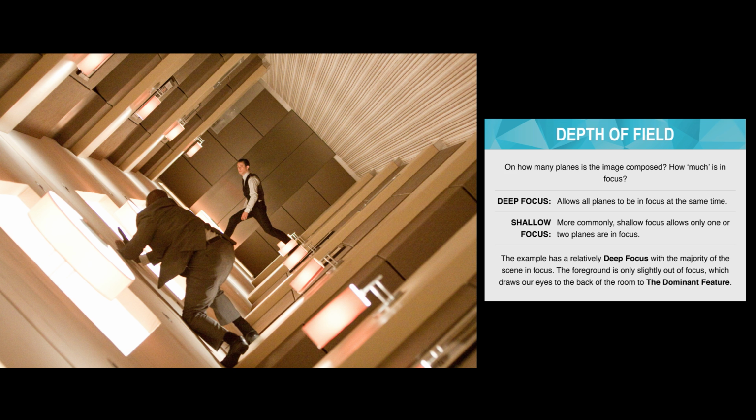But interestingly, in this case, or this example, guys, we've got quite a deep focus because we can see everything's relatively in focus close to the camera and all the way back. And that's because we've got our main actor right at the back there. Therefore, we want to put them in focus, but we also want to have the foreground in focus, meaning that we need quite a deep depth of field, a deep focus there.